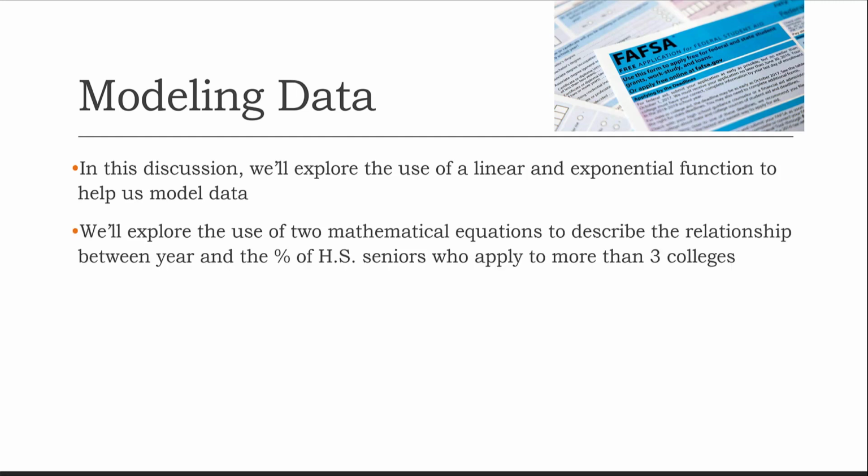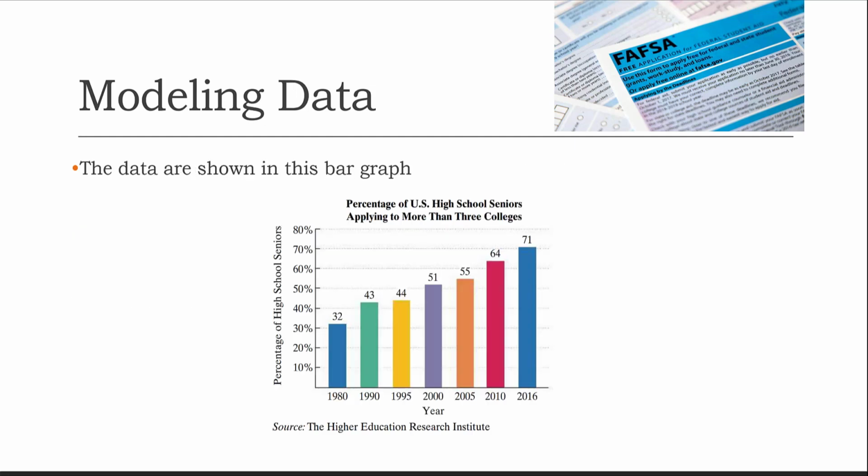We'll explore the use of two mathematical equations to describe the relationship between year and the percentage of high school seniors who apply to more than 3 colleges. The time period of interest runs from 1980 to 2016. The data are shown in this bar graph.